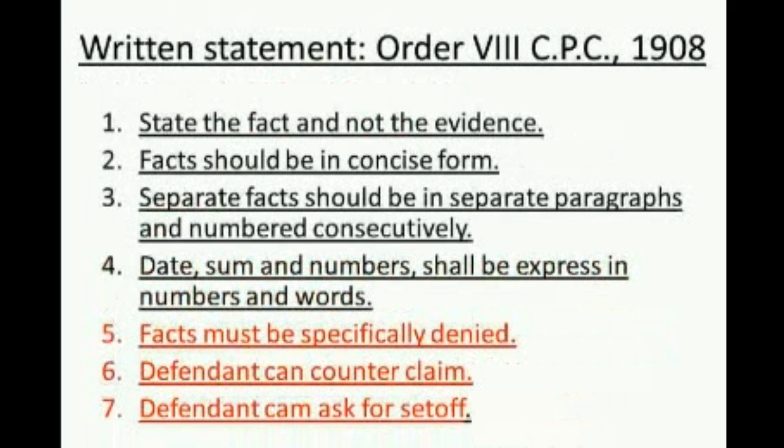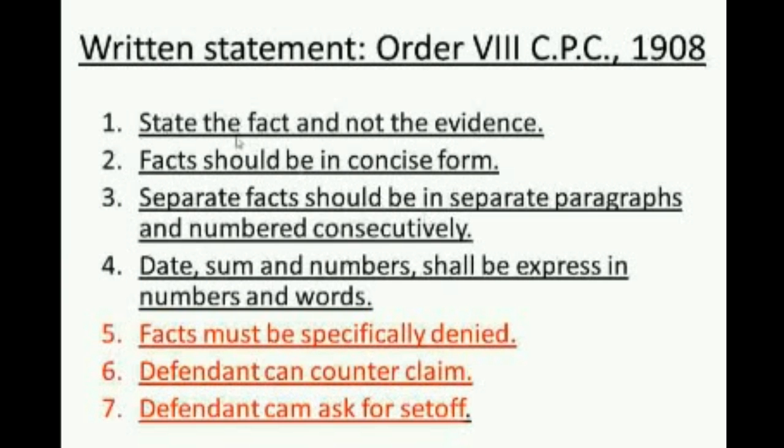Now we will talk about written statement. Well, written statement is provided in Order 8 CPC, that is Code of Civil Procedure 1908. I told you when I was discussing the plaint that the first 4 points are the same and only 3 points differ when you write a written statement.